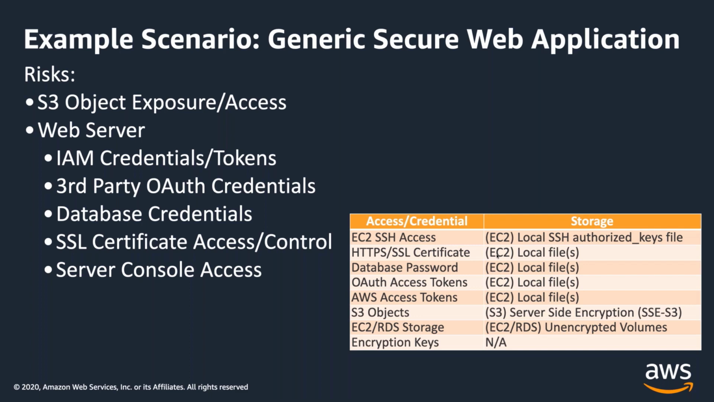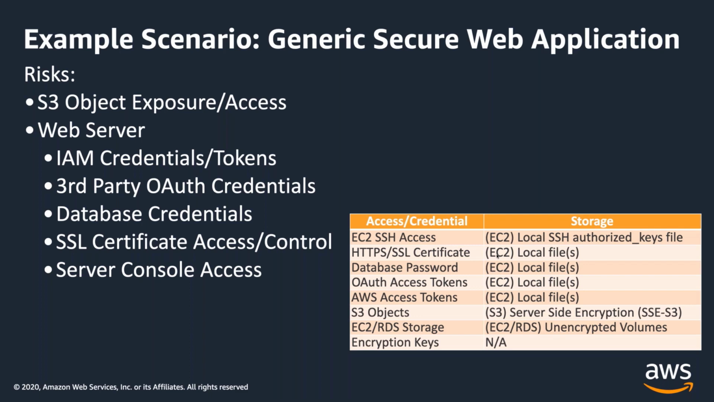Anytime we have someone new working in our environment, let's say a new contractor comes on or a new employee comes on, if they need access, we're going to have to go and distribute those keys across all of our instances that they need access to. The SSL certificates are stored as a local file. Again, we're going to keep our database passwords, our OAuth tokens, our AWS tokens. All of those are going to be stored locally.